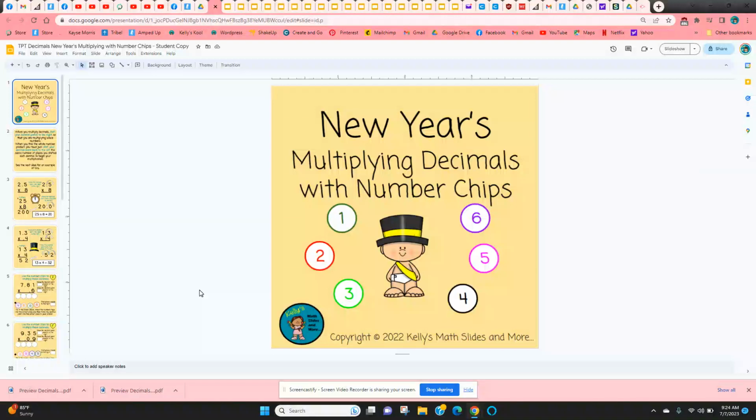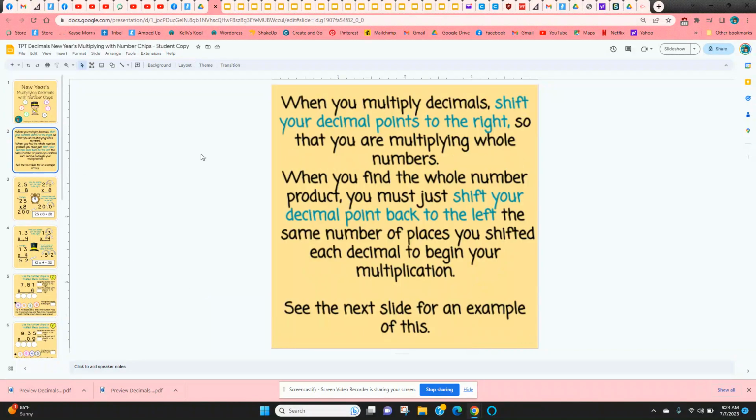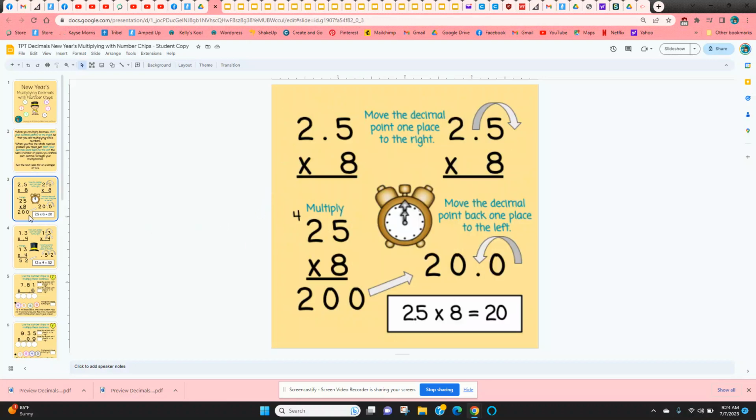Multiplying decimals with number chips. This is the New Year's version. So this is a digital lesson, and it starts out explaining to students how to move the decimal point to the far right when you're multiplying decimals. And then you need to move it back when you have your product. So there's a couple slides when it shows examples how to do this.